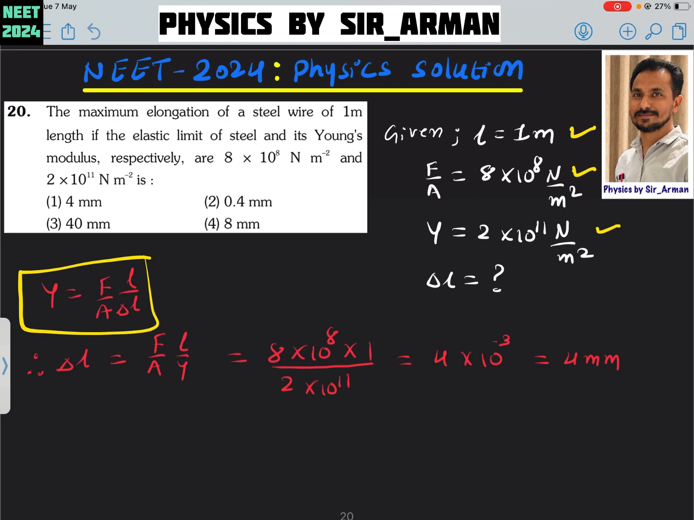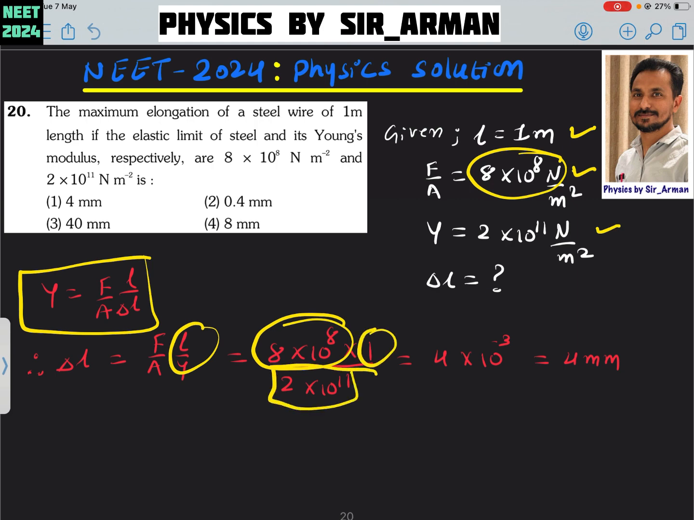If you make delta L the subject, then delta L will be F by A times L by Y. F by A is given as 8 into 10 raised to 8, length is given as 1 meter, and Young's modulus is given as 2 into 10 raised to 11. If you solve it, you will get 4 mm. So the correct answer is option number 1.